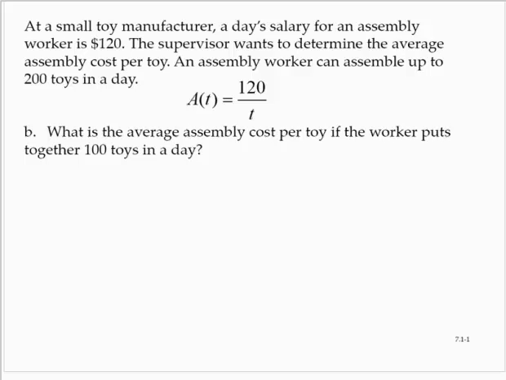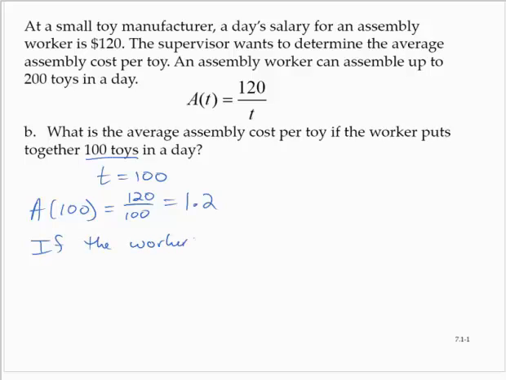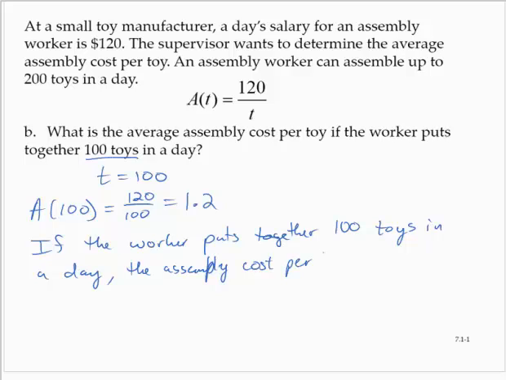B. What is the average assembly cost per toy if the worker puts together 100 toys in a day? 100 toys, so that means that T is equal to 100. A of 100 would be 120 over 100, which is 1.2. So the conclusion: if the worker puts together 100 toys in a day, the assembly cost per toy is $1.20.